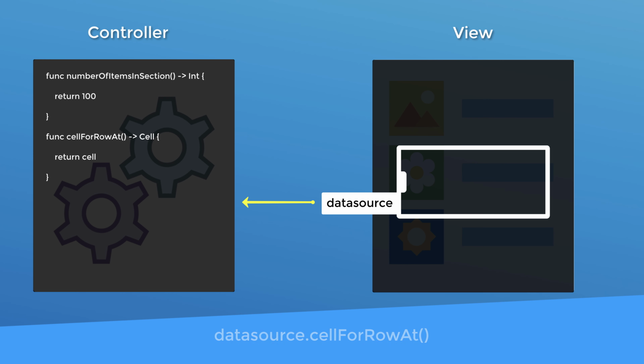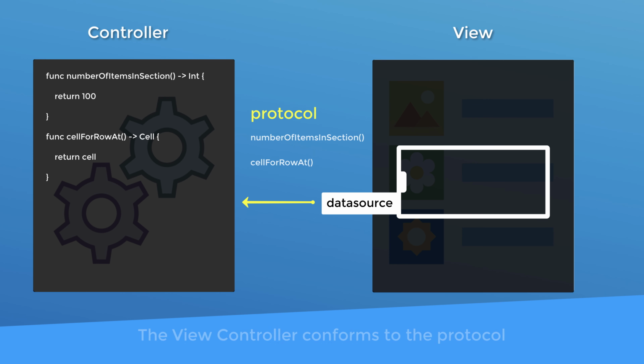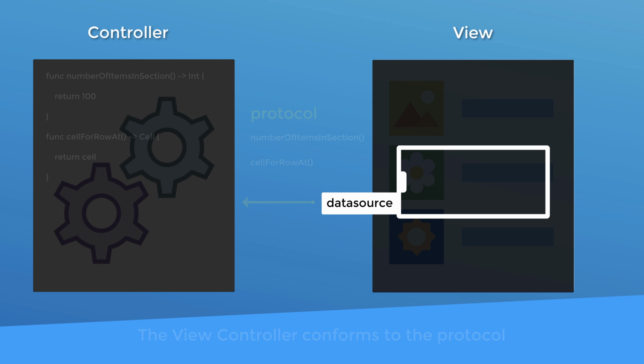When the view controller has these methods implemented that the collection view needs, the view controller is set to be conforming to that protocol. Because as you remember, the protocol is that list of questions or methods that the collection view is going to ask its delegate. So the view controller, by having these methods in the protocol, is set to be conforming to that protocol.